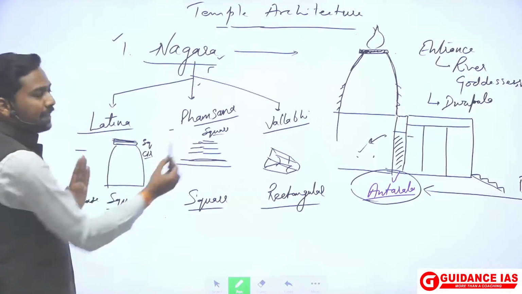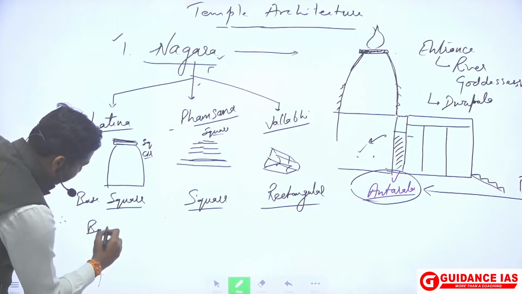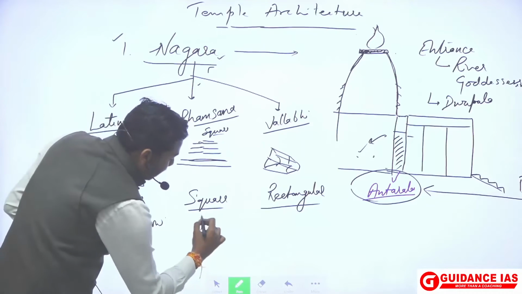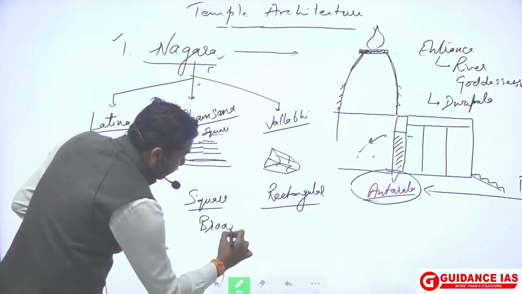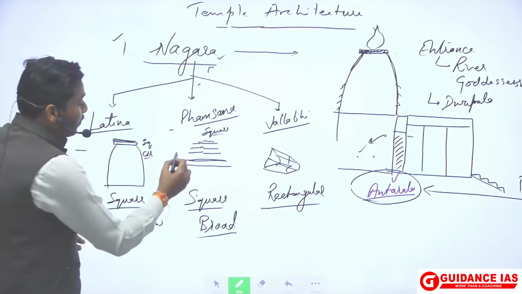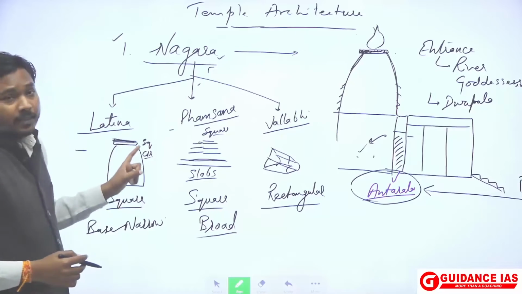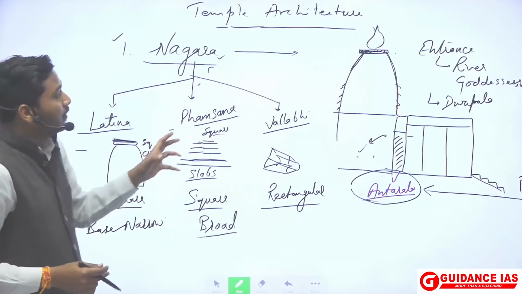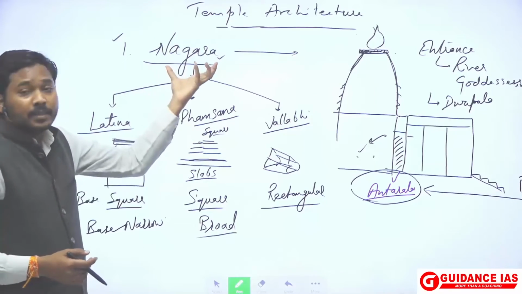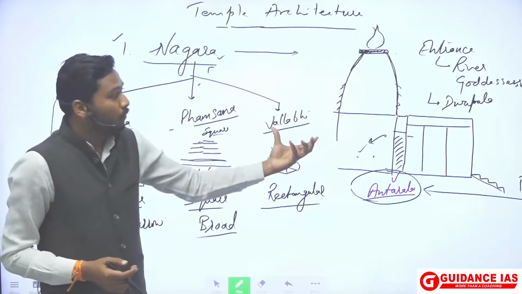Another difference between Latina and Famsana is that here the base is narrow and here the base will be broad. A broad base, narrow base, Latina. Slabs in Famsana, curvilinear in Latina. So those are the three different subcategories of the Nagar style. Number one, Latina. Number two, Famsana. And number three, Wallaby. Okay.